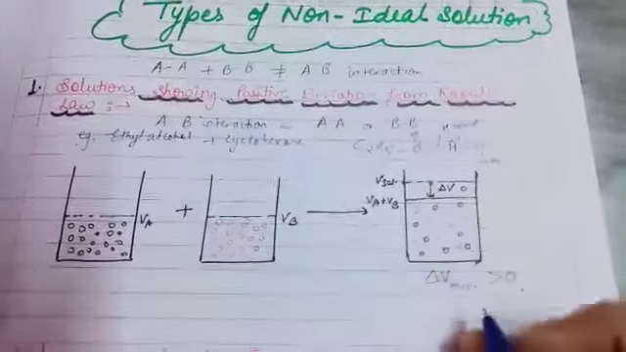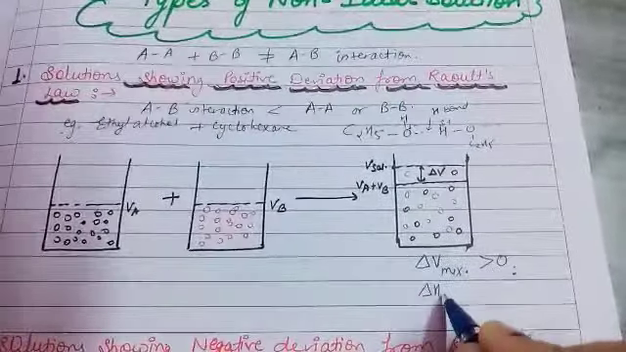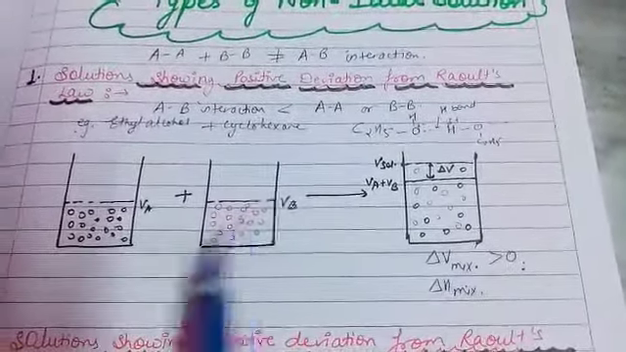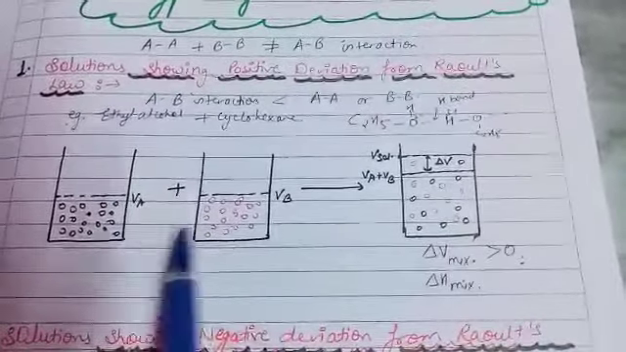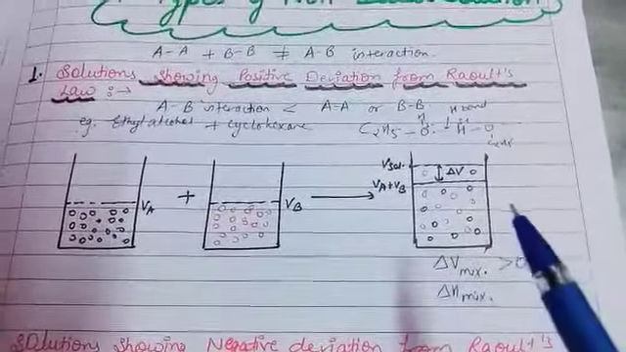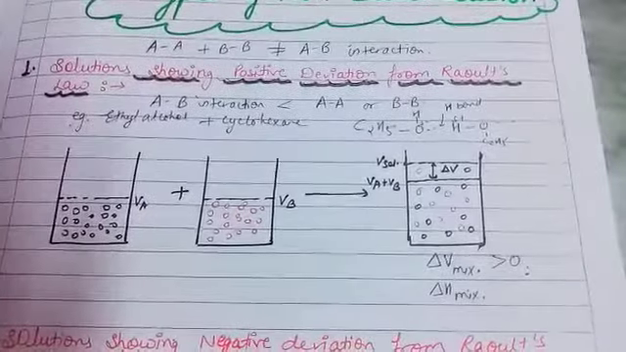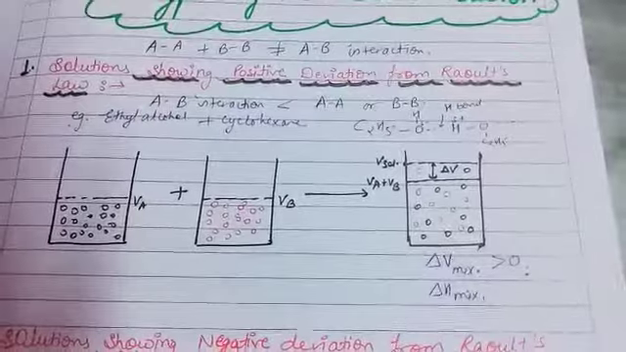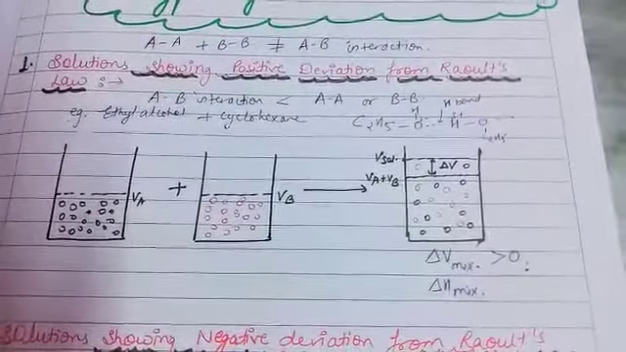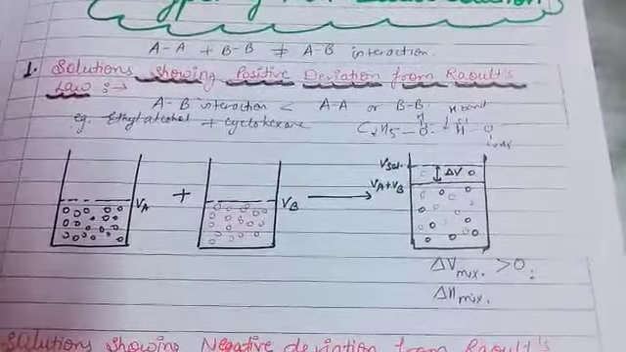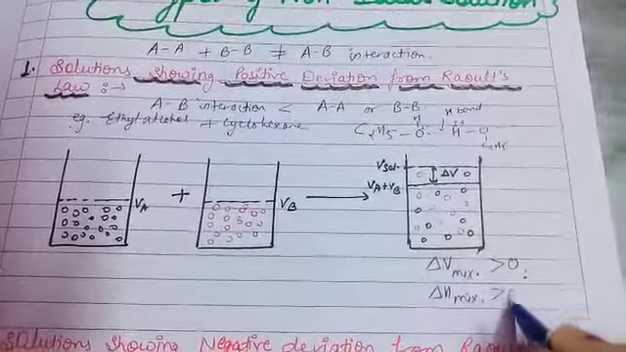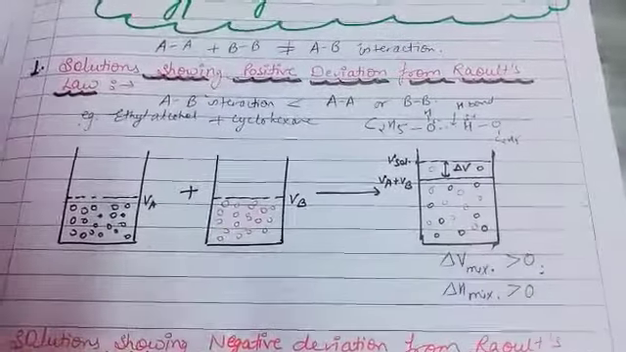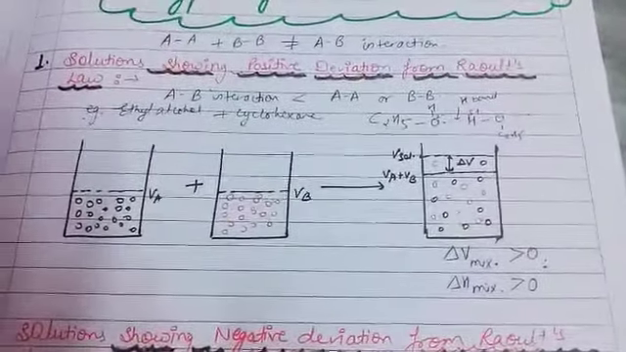Now just see, now second thing in this, what about delta H mix? Actually in this one, just see, the interaction is weaker, sorry, after interaction the solution is weak. So it means some of the energy is absorbed, and you know when energy is absorbed, generally the value is positive, so it means delta H mixing is greater than 0. So this one is regarding the solution showing positive deviation from Raoult's law.